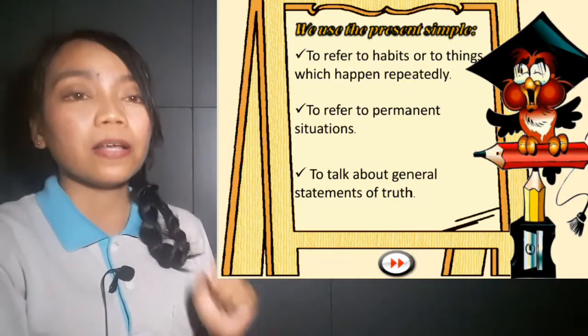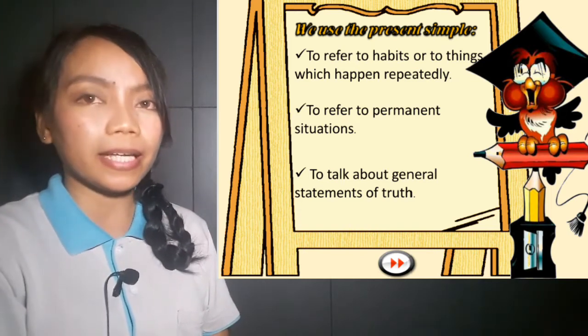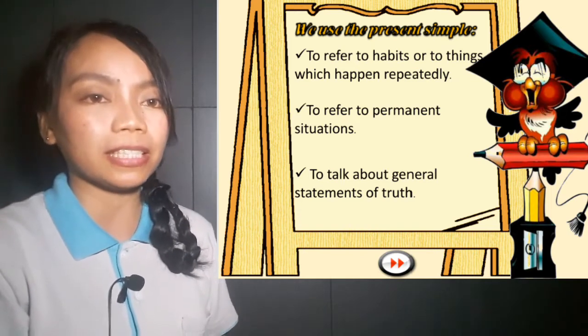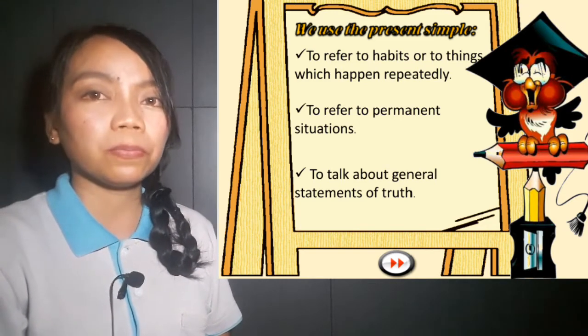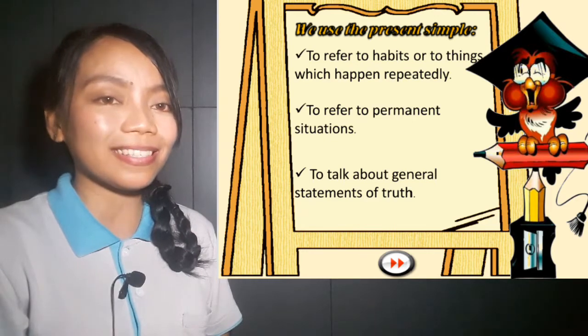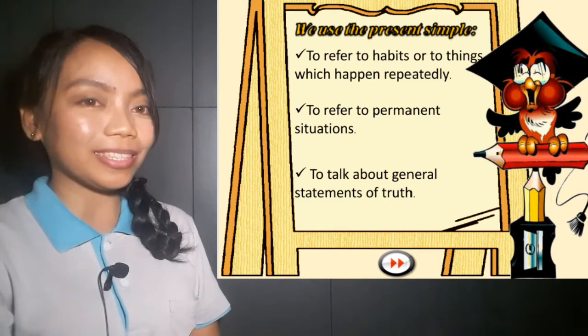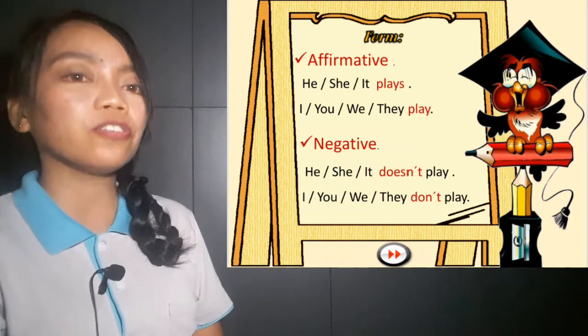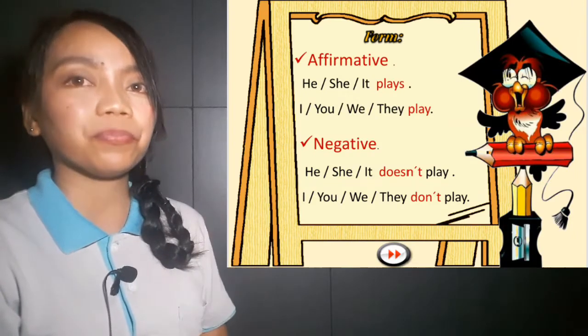First, present simple is used to refer to habits or things which happen repeatedly. Second, to refer to permanent situations. And the third one, to talk about general statements of truth. Now, there are different forms of present simple. Actually, we have 3 forms of present simple here.